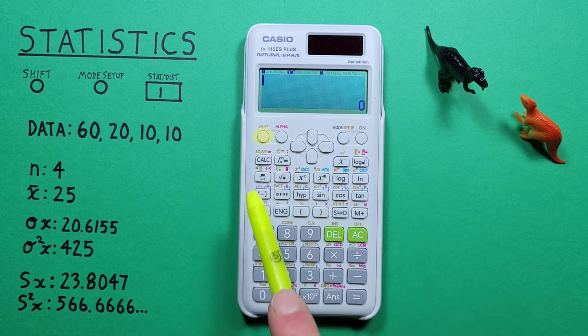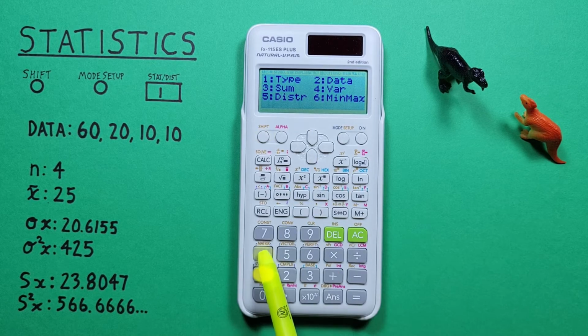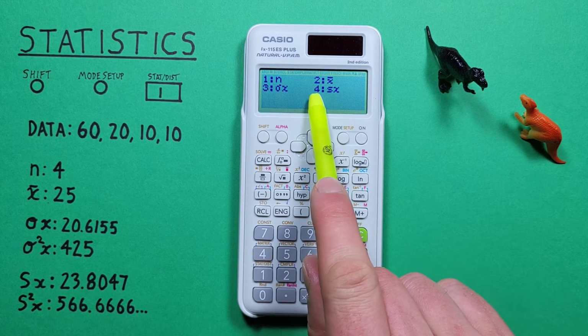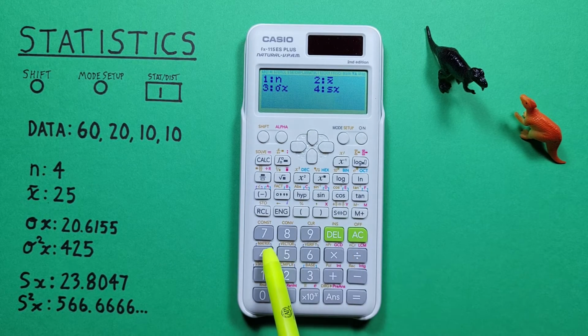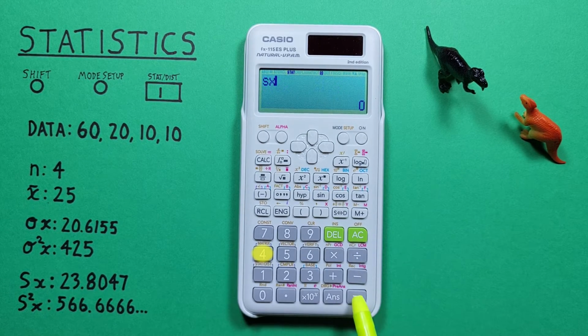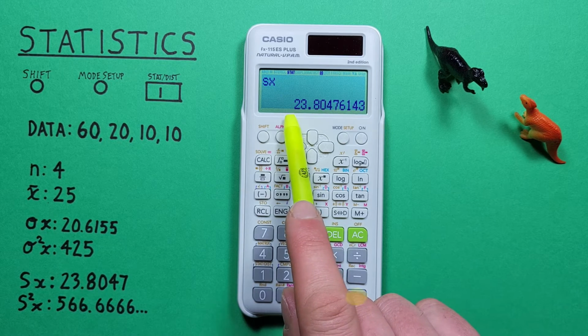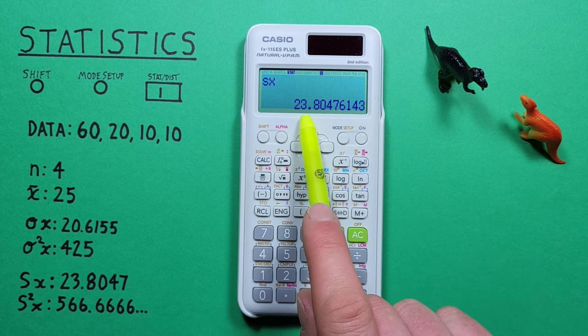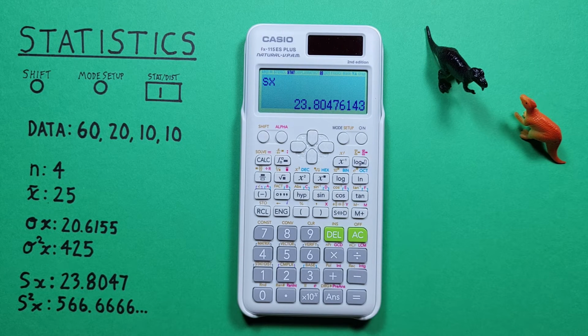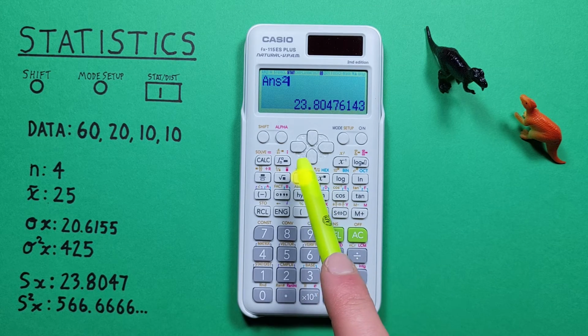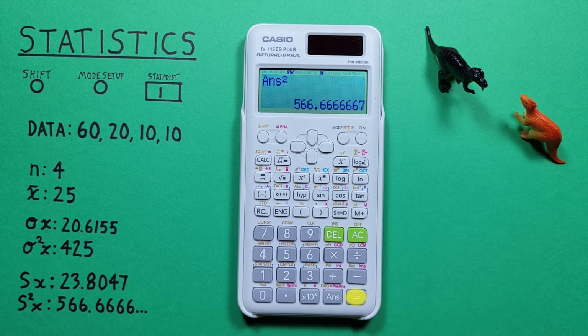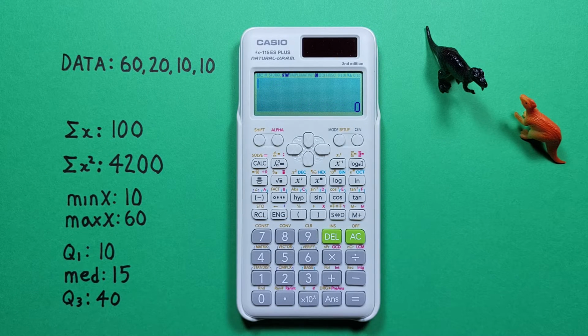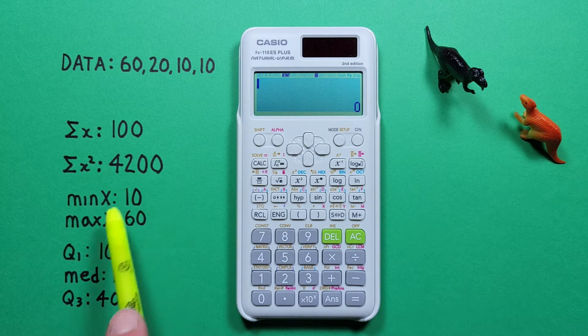If we go back to our stats menu and back to our variables, we can also see our sample standard deviation, number 4. So we press 4 and equals. And we see we get a sample standard deviation of 23.8147, etc. And again, if we want the sample variance, all we have to do is square that value and press equals. And see we get a sample variance of 566.666, etc.